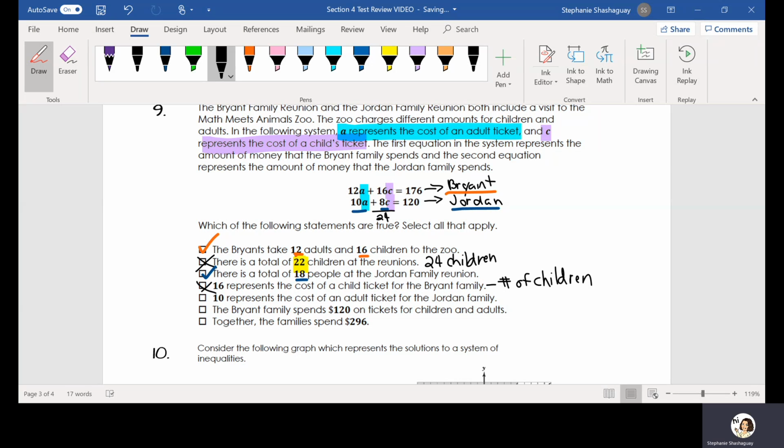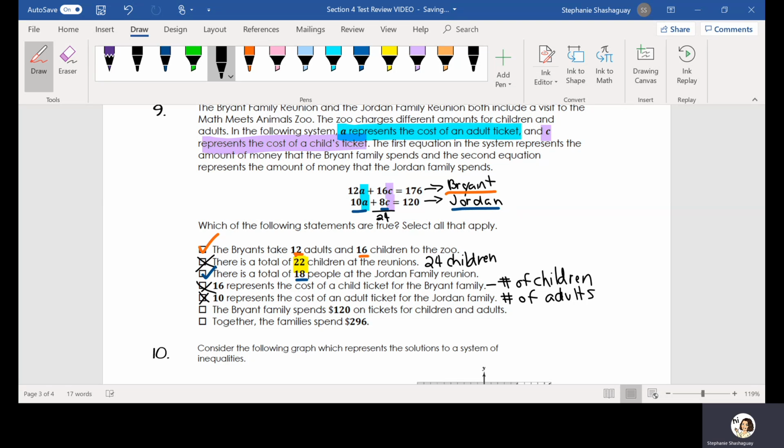10 represents the cost of an adult ticket for the Jordan family. No, 10 represents the number of adults, not the cost of the adults. So it represents the number of adults.